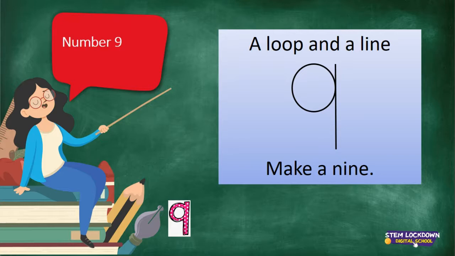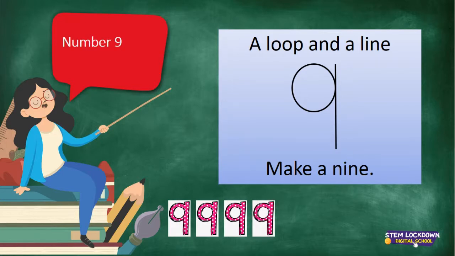So in a row on your piece of paper, you're going to write the number 9, 9 times. Don't forget to leave a finger space. All right, so you're going to do that now. Write the number 9, 9 times on your piece of paper.